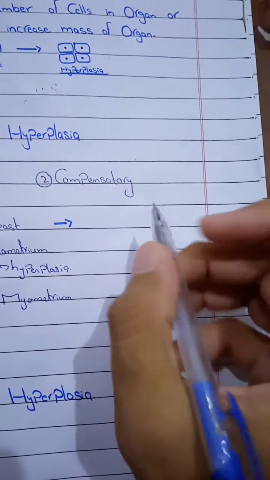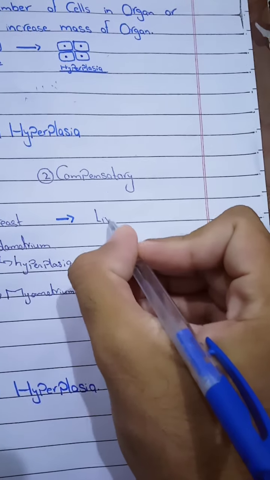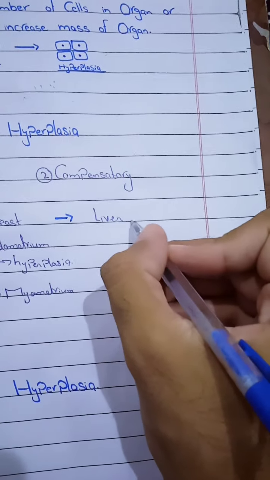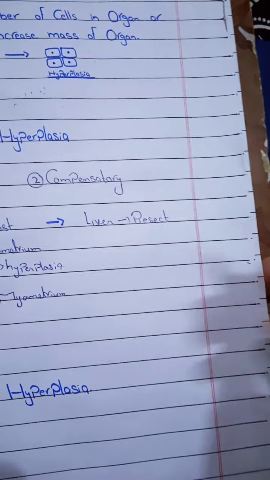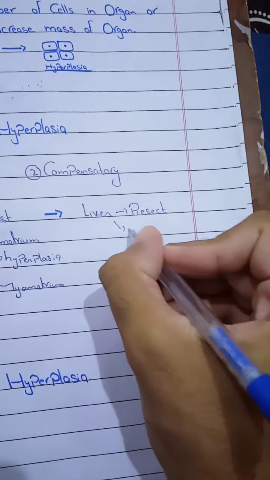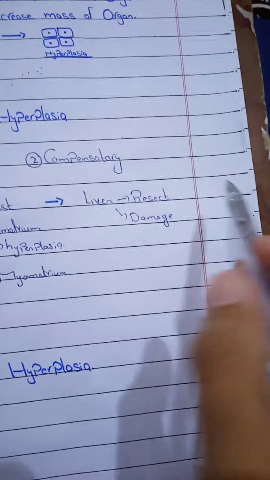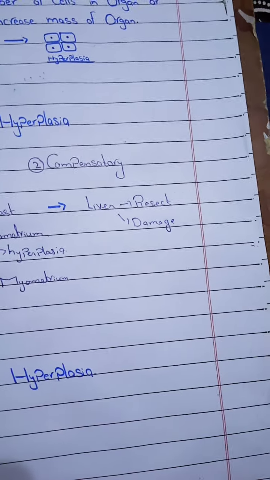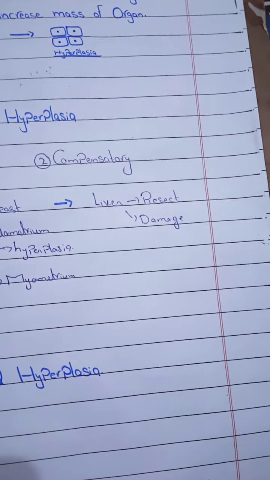Now the other is compensatory hyperplasia. Compensatory hyperplasia occurs mainly in the liver, because when we resect the liver, or there is any kind of damage to the liver, the cells regenerate. The liver has the ability to regenerate its cells and come back to its original position.